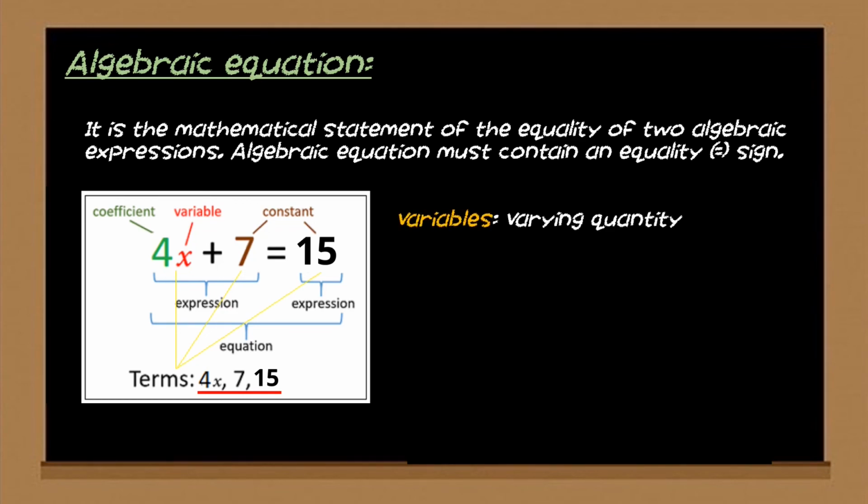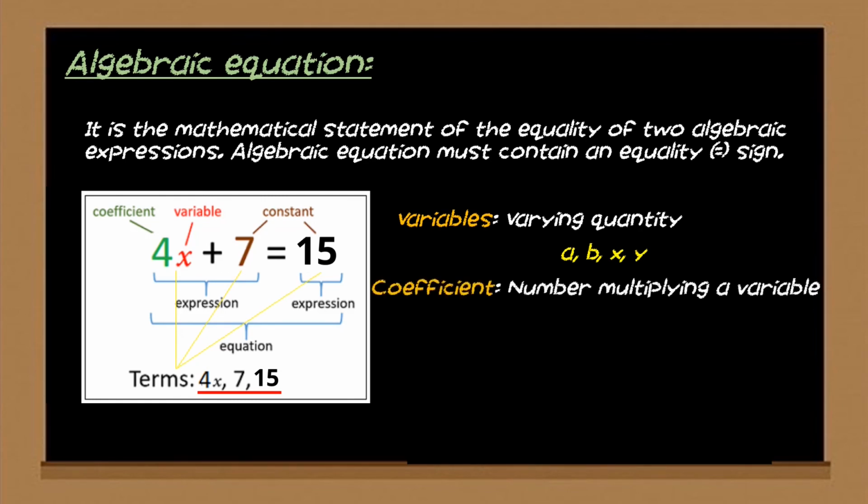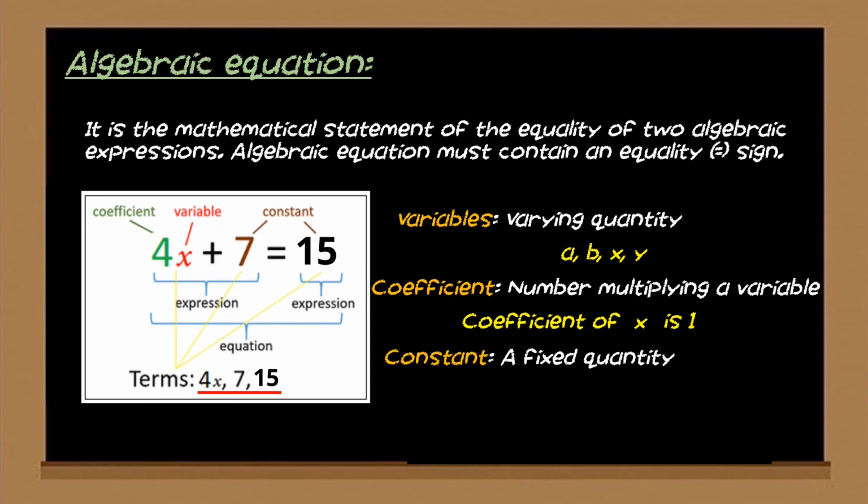Variable is a varying quantity, represented by letters or symbols like a, b, x, y. A number that multiplies a variable is called coefficient. In the term 4x, 4 is the coefficient of x. If the given term is x, the coefficient of x is considered as 1. Constant is a fixed quantity that does not vary. In this equation, 7 and 15 are constants.